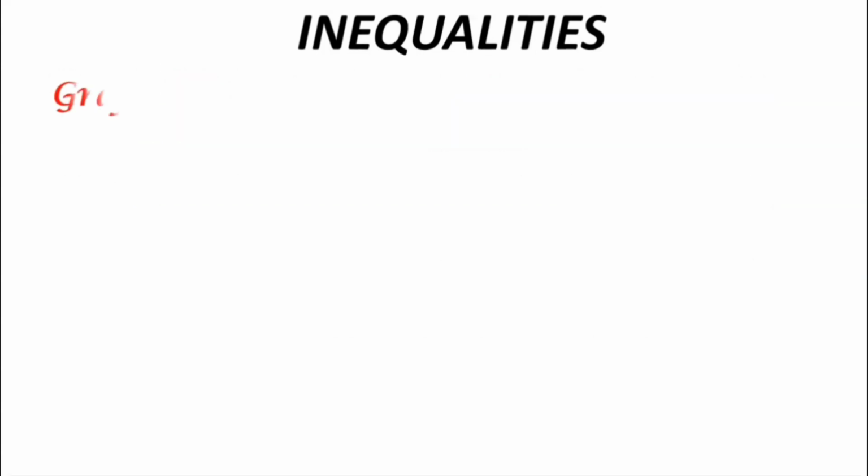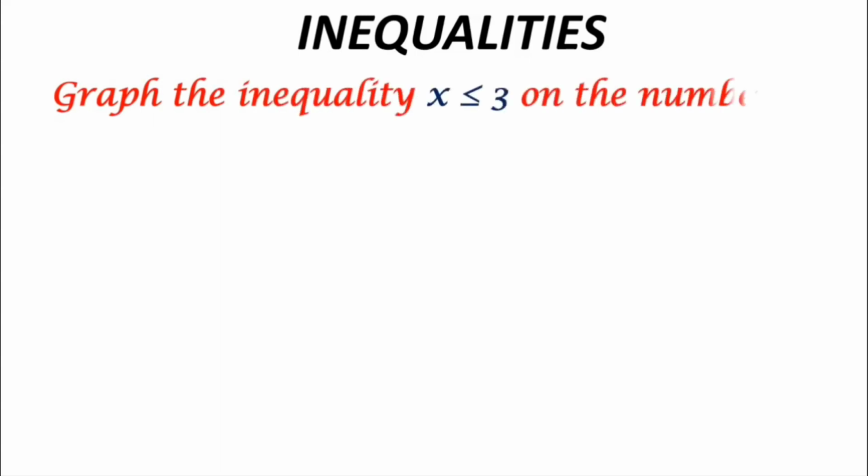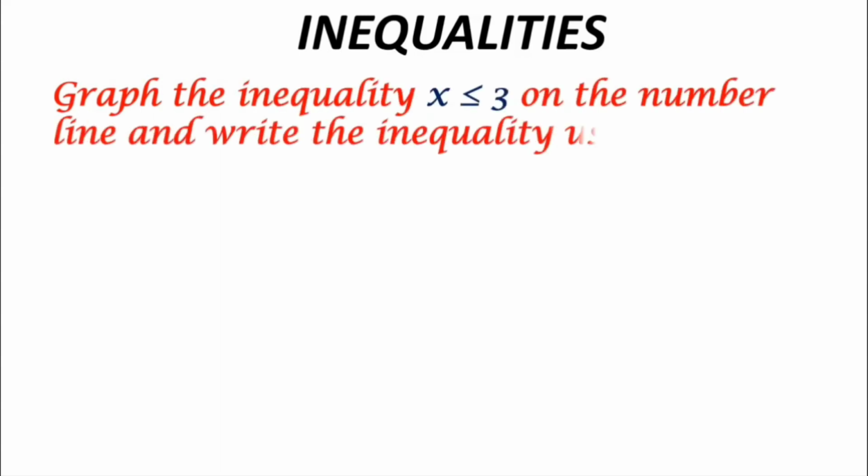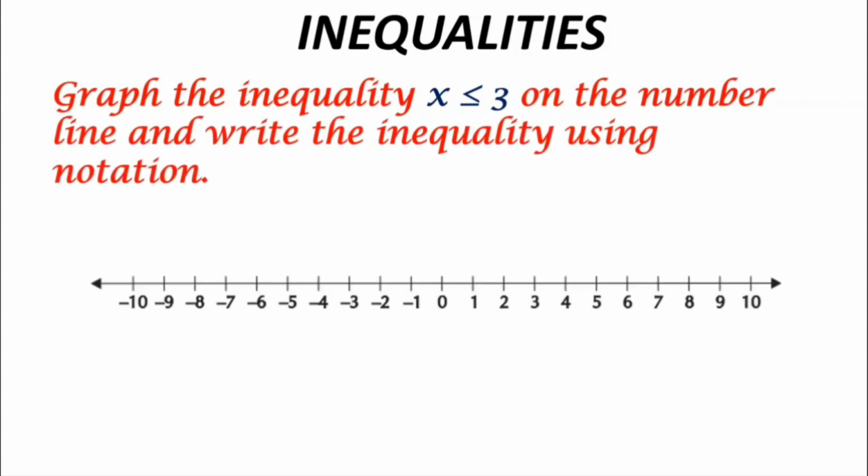Here, the third example is graph the inequality x ≤ 3 on the number line and write the inequality using notation. Here, x is less than or equal to 3. That means, let us take a number line and mark a filled in circle at 3. A filled in circle shows that 3 also is included as it is less than or equal to 3. So, 3 is also included in the values of x. So, take a filled in circle and x takes all the remaining values which are less than 3, meaning all the values to the left of 3. That means all the negative values are also included.